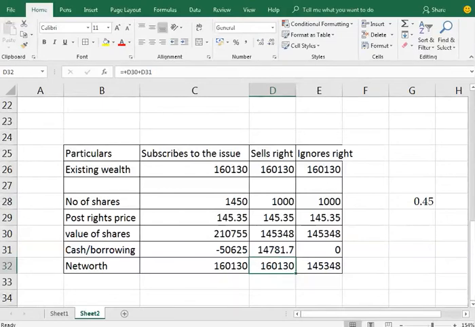Any doubts on this? We are issuing 1,80,000 shares for 4 lakh. So the rights issue ratio is 0.45 is to 1. So next, effect on shareholders' wealth.